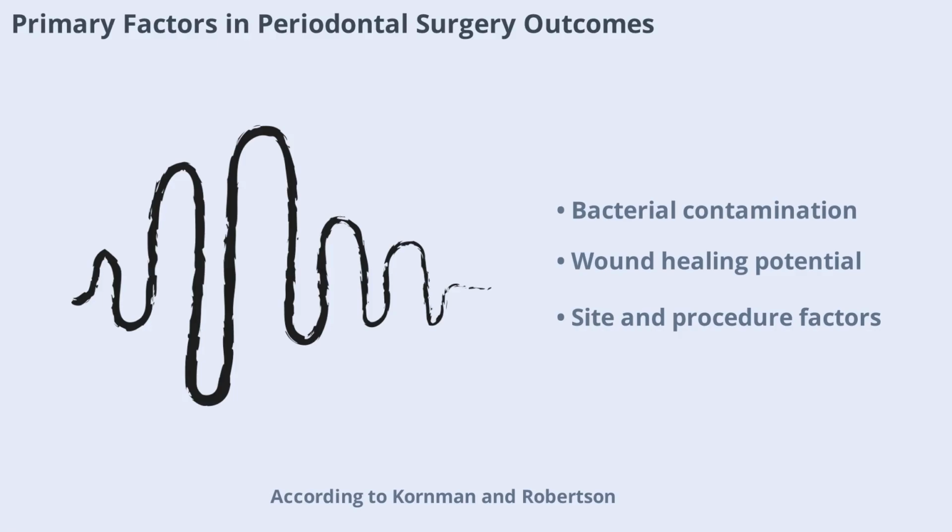According to Kornman and Robertson, the primary factors affecting clinical outcomes in periodontal surgery include bacterial contamination, innate wound healing potential, local site characteristics, and the surgical procedure itself. Each of these elements must be carefully managed to maximize the likelihood of successful tissue regeneration.